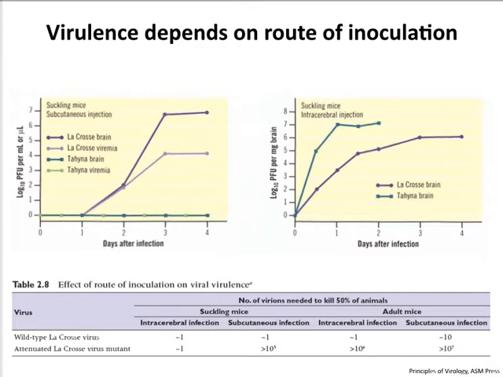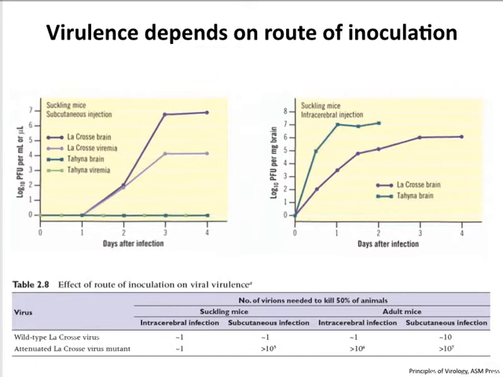Here's another example on the bottom. Again, inoculation of mice with two variants of La Crosse virus, the same virus we talked about on the top. We have a wild-type La Crosse virus, that is an unmanipulated virus, in suckling mice.